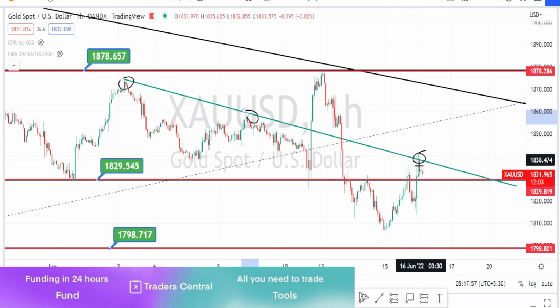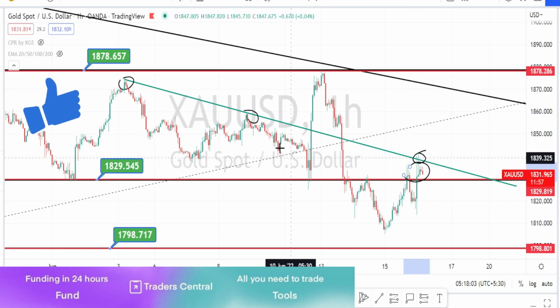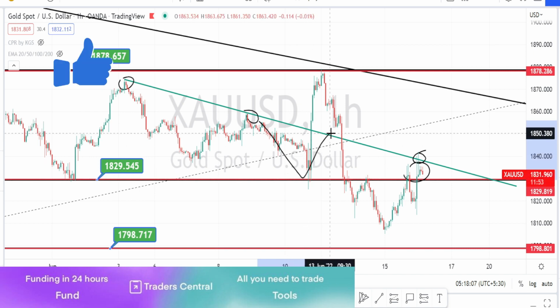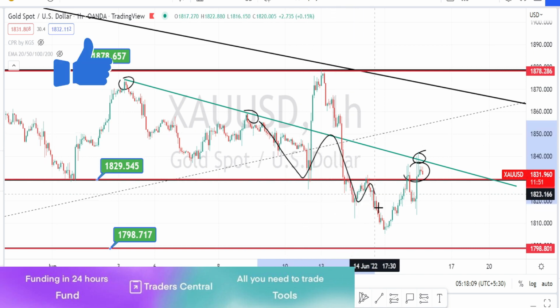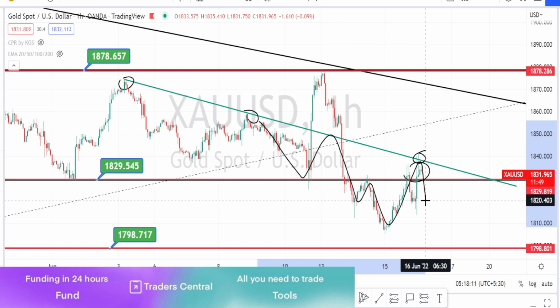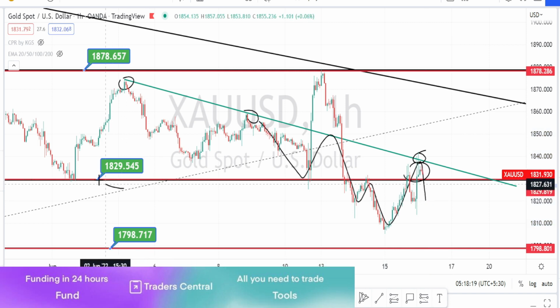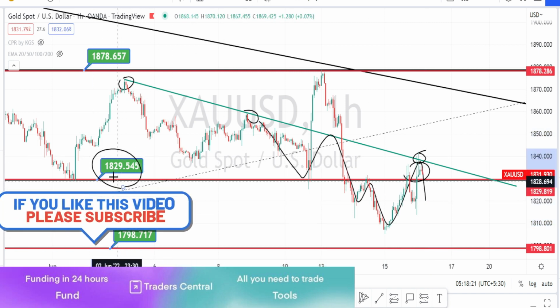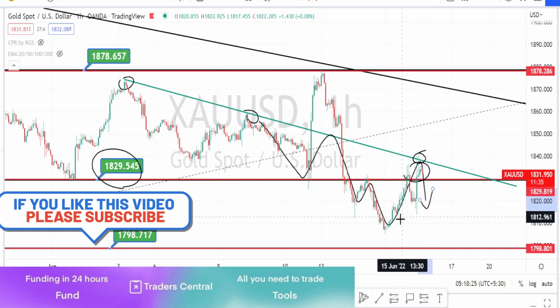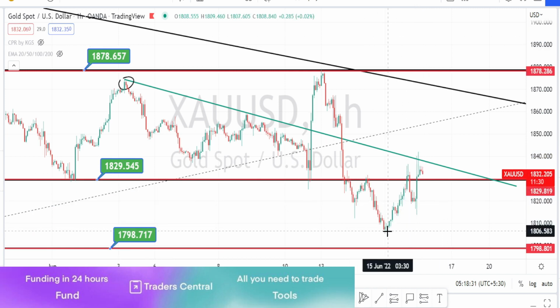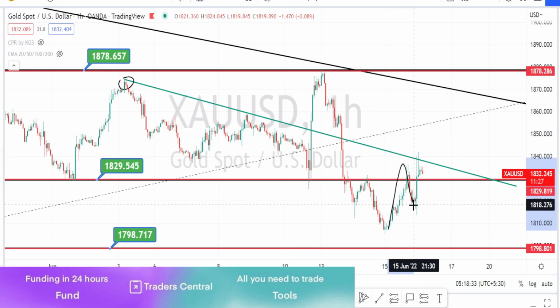We have noticed the wicks to cross this level, but overall body has closed below this resistance line. So the current trend of the price action in hourly time frame is still in a bearish trend. Wait for the price action to break the support level of 1829 in order to take trades on the bearish side. And we are also noticing the price action to form similar to a double top pattern.